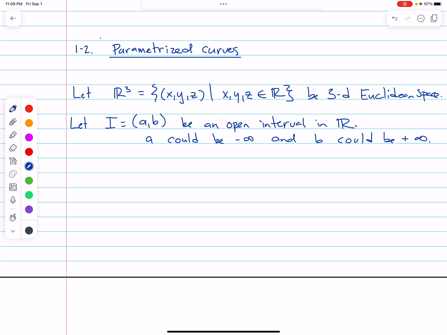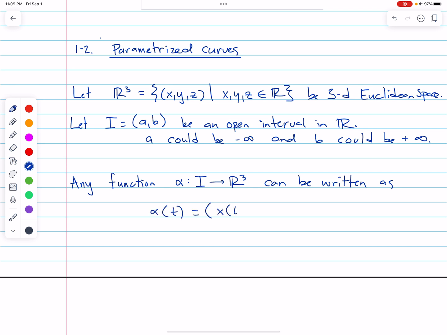Okay. So we're going to consider a class of functions. Any function, say alpha, from an open interval into R3, is going to take a real value in this open interval, and it's going to send it to a 3-tuple in R3. So it's going to send it to a point in R3. And so what that means is that this function can be decomposed as 3 functions: x of t, y of t, and z of t.